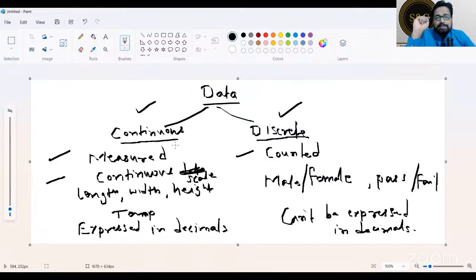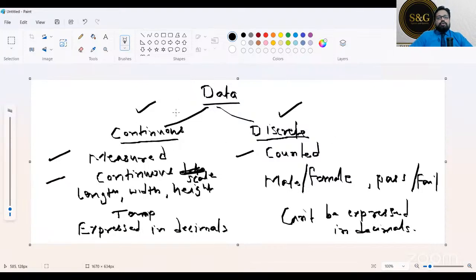So let's say somebody has 2 children. So 2 is discrete data because you are counting the number of people. Is everybody clear? Funda clear hai? Whenever you are learning a concept, try to connect with your own process. Then it will make more sense. Your understanding will become deeper.